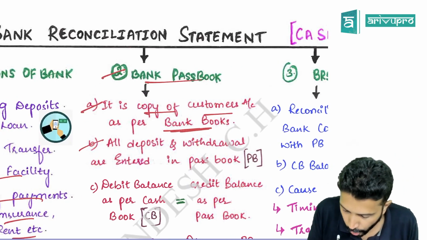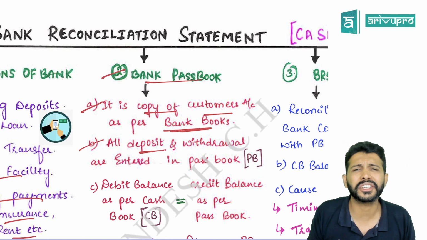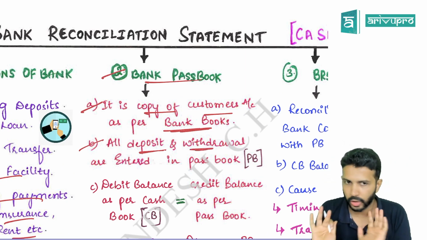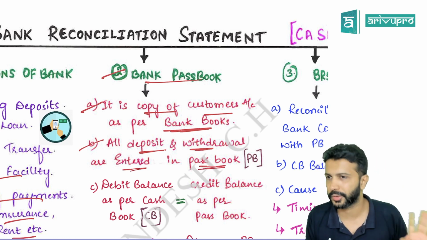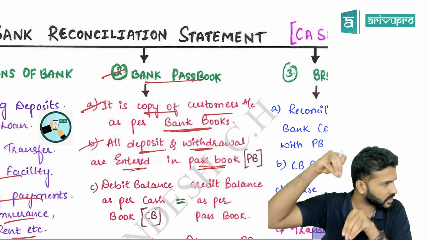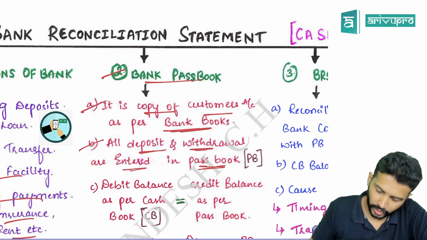And in this passbook, all the transactions will be updated. Generally, the transactions will be in the form of deposits and withdrawals. Primarily, the transactions will only be this. All these will be entered in the passbook. Whether you deposit money, withdraw money, or whatever you do, all sorts of transactions will come into this particular record. Fair enough?